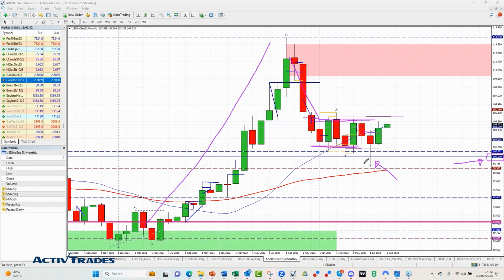And what did it print there? It printed a pin bar there, didn't it? And so it's no surprise to see that the next month price rallied. Throughout August, that's what we're seeing there.